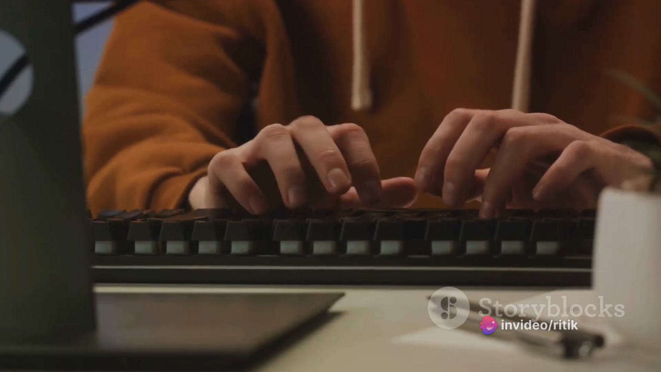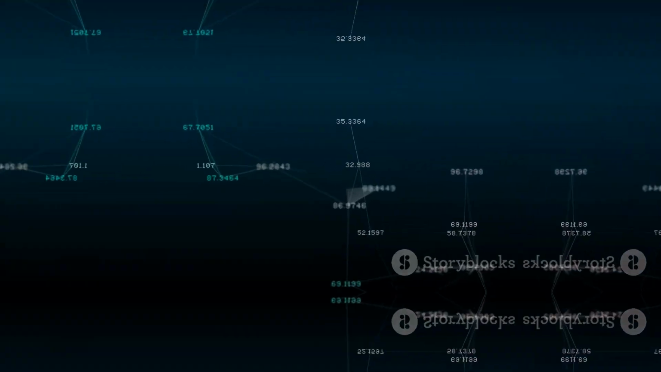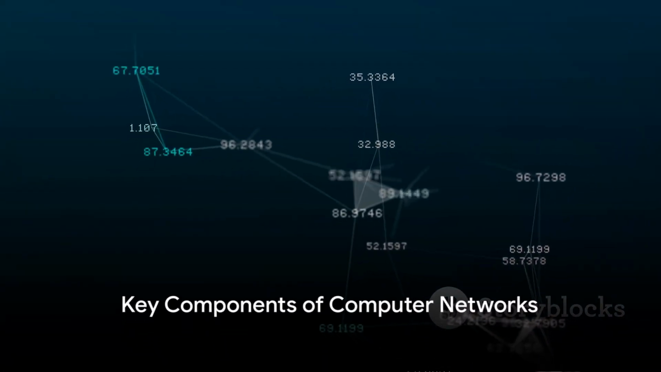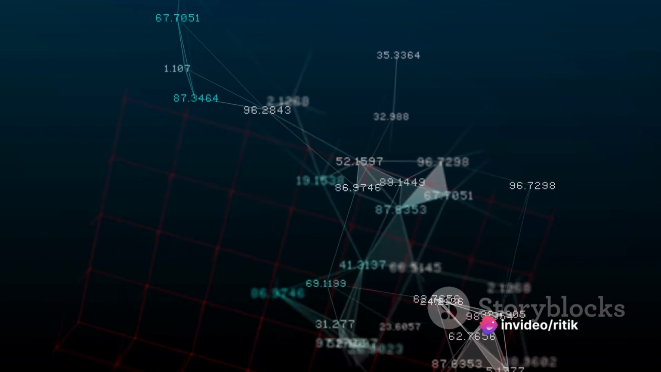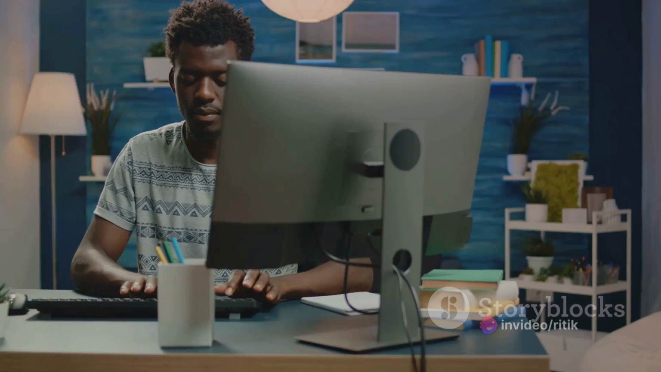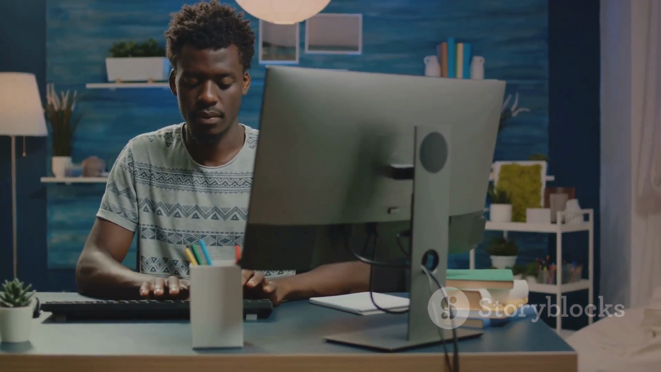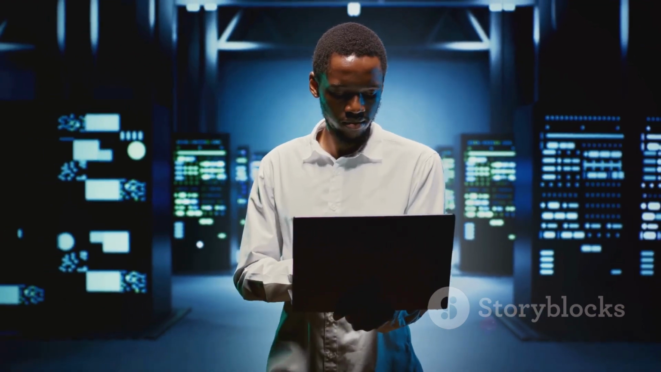So that's what a computer network is. But what makes it work? Let's dive deeper. To understand how a computer network functions, you need to know about its key components. So let's dive right in, shall we? First off, we have nodes. These are the devices connected to a network. They can be anything from your personal computer, servers that store massive amounts of data, printers, routers that direct data traffic, switches, and other devices. Essentially, any device that can send, receive, or process data can be considered a node.